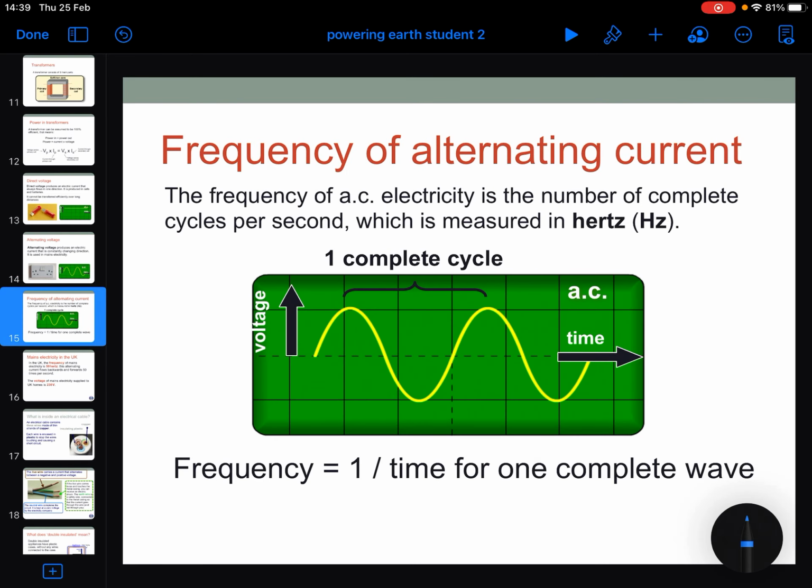Now, you need to know frequency, very quickly, is number of complete cycles a second. Remember that from P5 with our waves, and it is measured in hertz. Quick reminder that F is 1 over T, where T is a time for one complete wave.